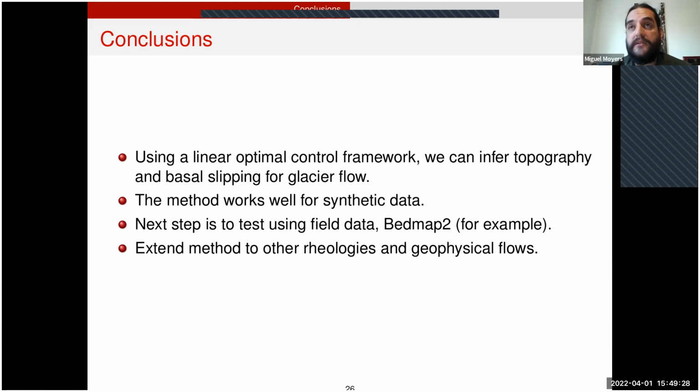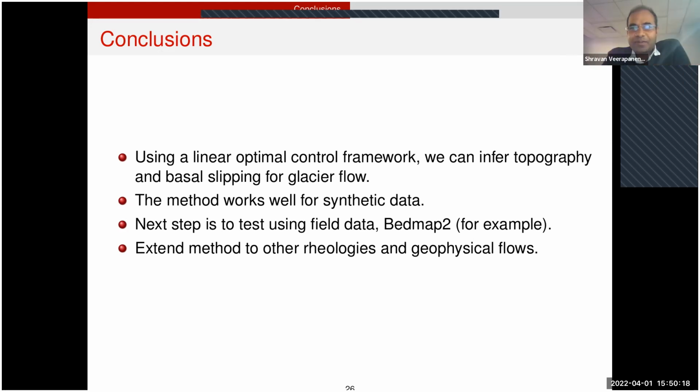I think the bed map too, it's a huge amount of data. I don't come from the machine learning world, so I don't know how much you need to train these things. So I wouldn't be able to answer that question. But there's some data, and I know that some people are trying to combine these machine learning techniques with these kind of optimal control things to make things better. But in that part I'm not involved, so I wouldn't be able to answer questions about that.